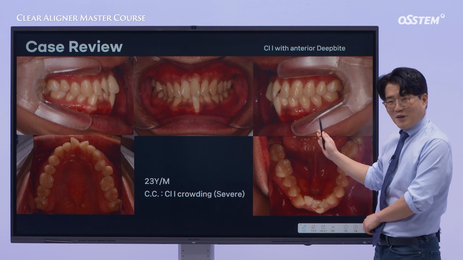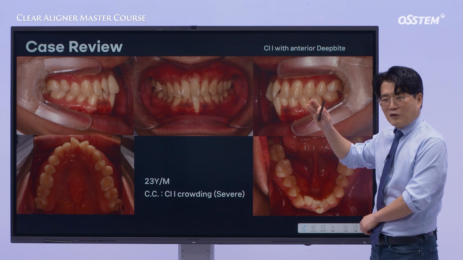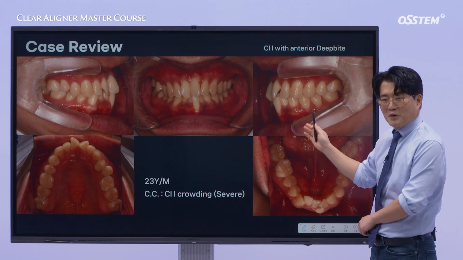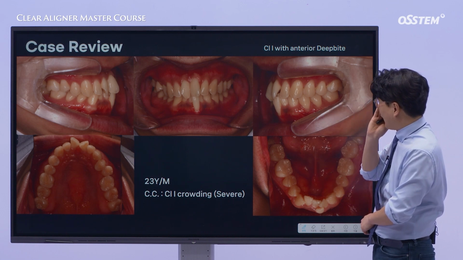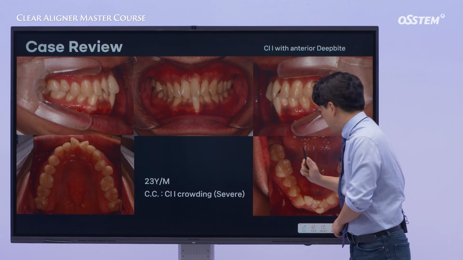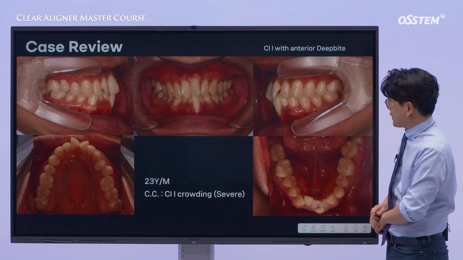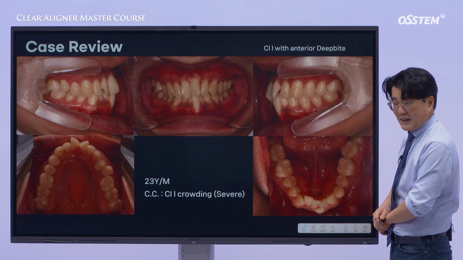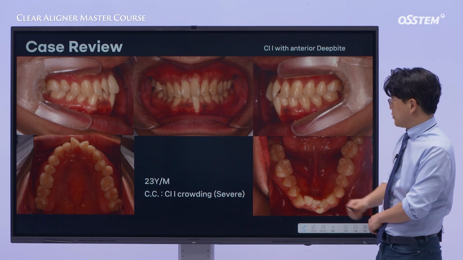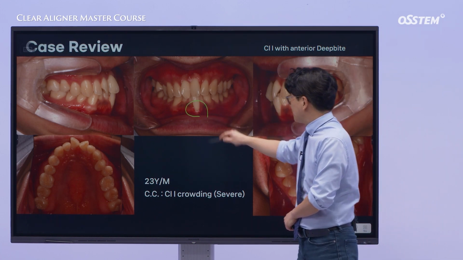You may recognize this case. I showed it once during session 9 or session 10. What do you think? There is significant crowding, right? Both the maxillary and mandibular anterior teeth show severe crowding. You can also see a very deep overbite in the anterior region, and dehiscence can be seen as well.